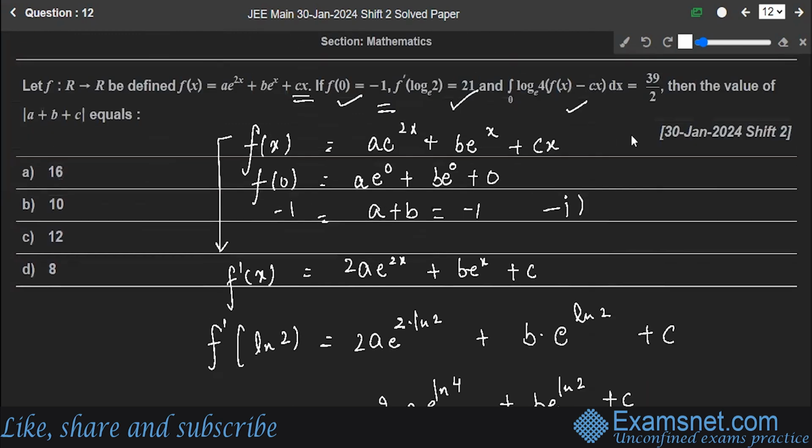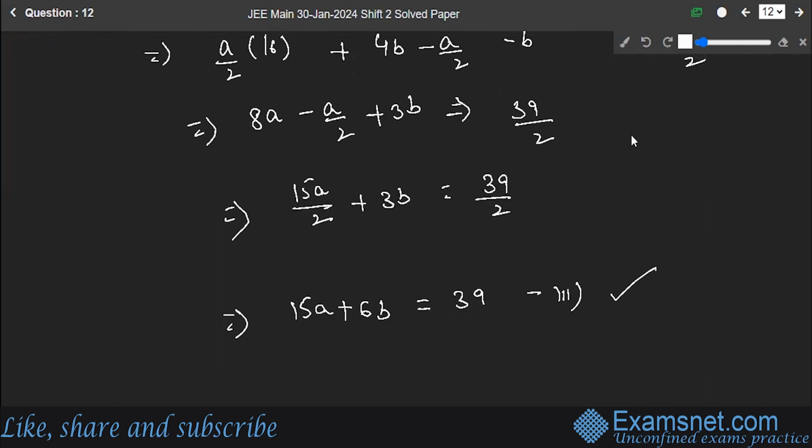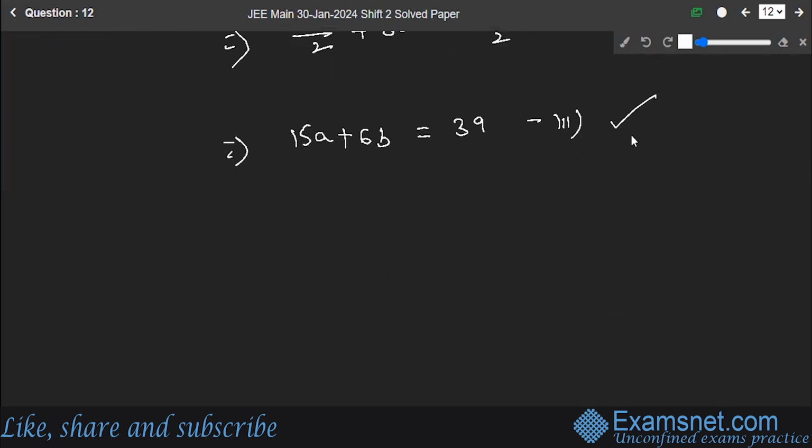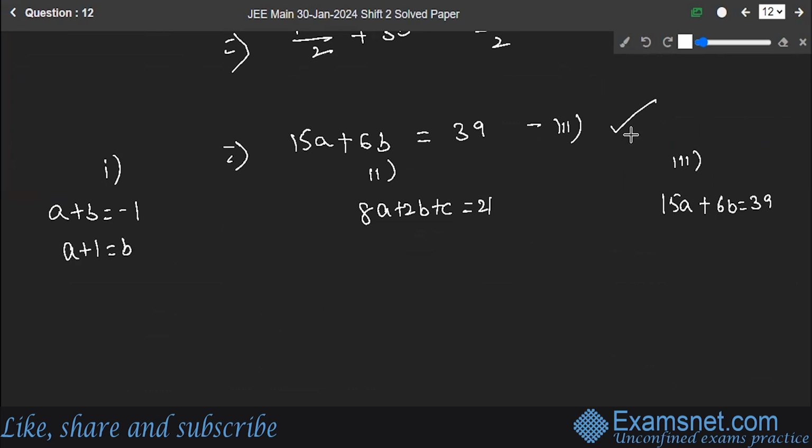So I have 3 equations now to get the value of a, b, and c. First one was this, and this is the second one, and this is the third one. Let's write down all the 3 equations first. You had a plus b is equal to minus 1. This was from 1. From 2, you had 8a plus 2b plus c is equal to 21. And from 3, you have 15a plus 6b is equal to 39. So this gives me a plus 1 is equal to minus b. Or simply I'll say a is equal to minus 1 minus b.